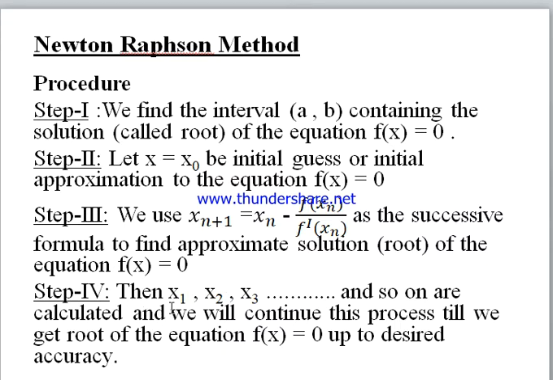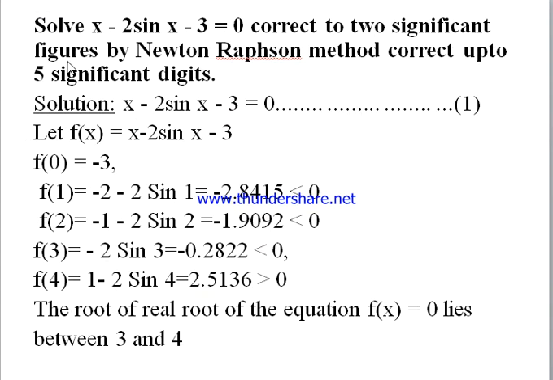Going to the fourth step, x1, x2, x3 and so on are calculated, and we continue this process until we get the root of the equation f(x) = 0 up to the desired accuracy. Now going to the example: solve x minus 2 sin x minus 3 equal to 0, correct to five significant figures by the Newton-Raphson method. Correct up to 5 significant digits means that at least 2 successive values are equal, and we have to give the answer correct to 5 significant digits.